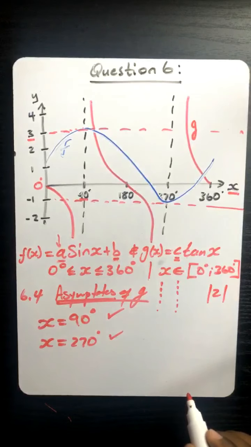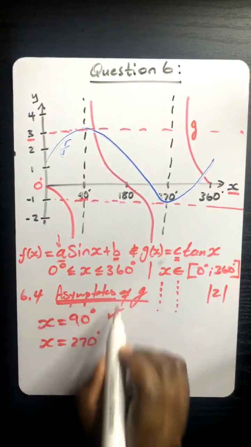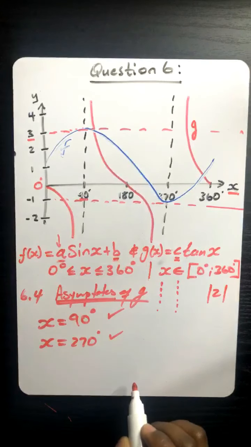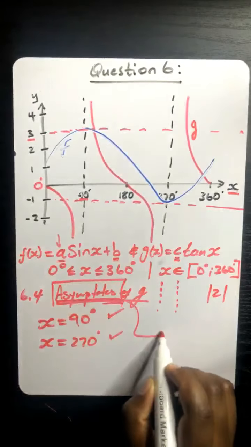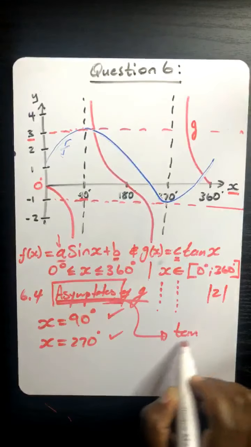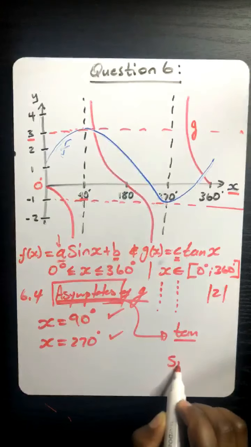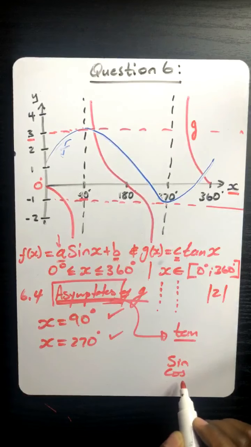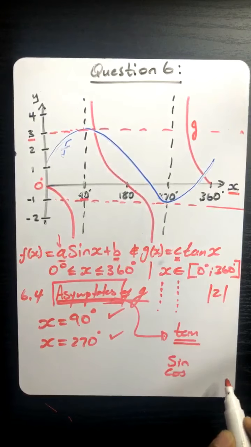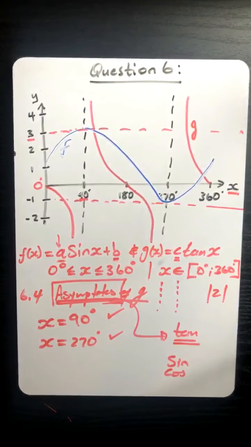So you just need to be aware that when we talk about the asymptotes, as far as trig functions are concerned, you only find equations of asymptotes on the tan function. When it comes to sine and cos, you have no such. You get what I'm saying? You only find it on tan. I won't go deep on this one, but you will tell them.